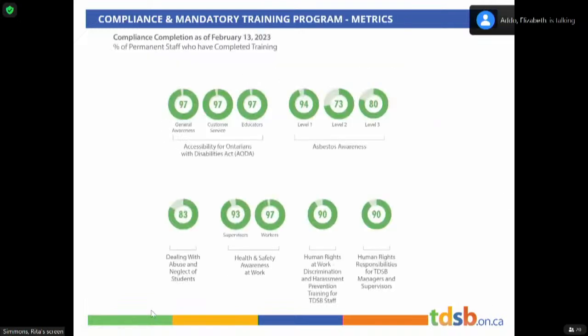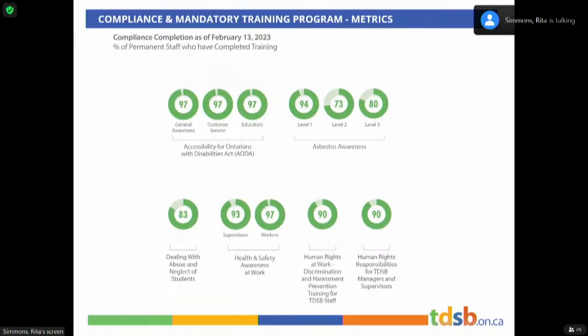Thank you. And through the chair, I will ask Rita Simmons, Manager of Leadership, to bring us through the next set of slides, please. Thank you. In your package, you will see a set of percentages and numbers, and this represents the number of staff, be it permanent or temporary casual staff, who have completed compliance training as of February 13th, 2023. There's no significant difference as we have presented this in the past.